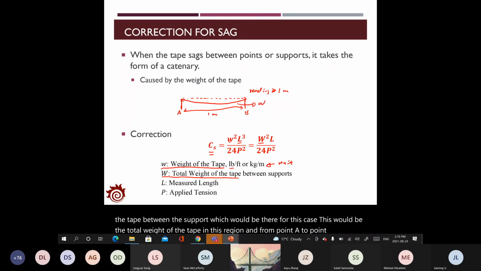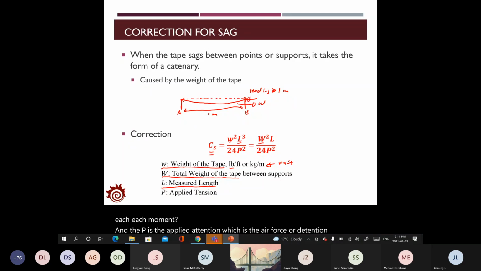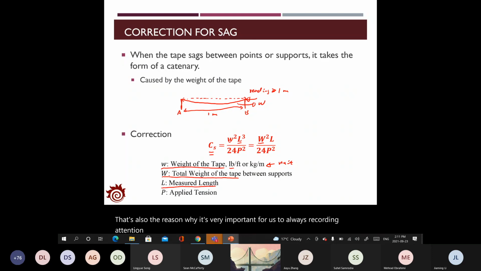If it's measured as 1.01 meters, then that will be the weight of the 1.01 meter segment. The capital L is the measured length, how long you measured for each measurement. And P is the applied tension, the force you actually apply to conduct the measurement. That's the reason it's very important to always record the tension, because the tension is related not only to the correction for tension, but also to the correction for sag.